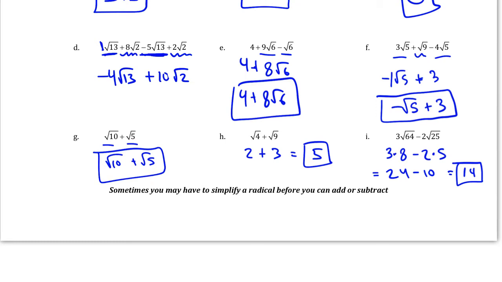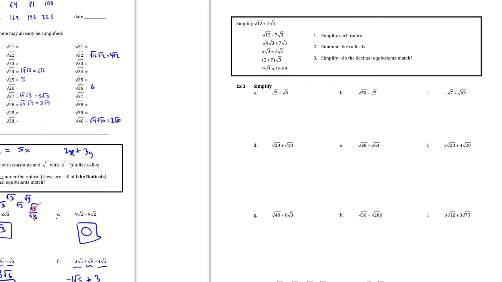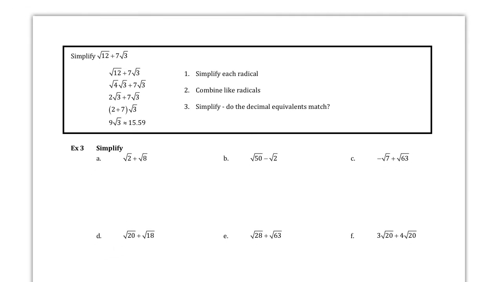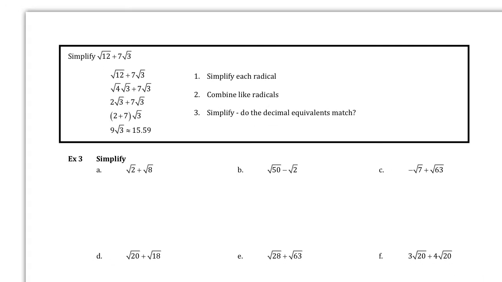Okay, so we're going to go to the next page here. And at the top of this page, we've got a little example of a problem now where we have to actually simplify first. So rad 12 plus 7 rad 3 doesn't look like we could combine the like terms because they're not, but I can simplify the square root of 12. That becomes root 4 root 3, which is 2 root 3, and now they are like terms. So our goal with these problems is to, if you see an addition or subtraction problem, simplify any radical that can be simplified, and then if you find some like terms, you're going to combine them.